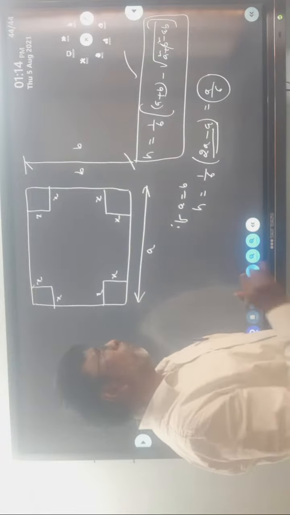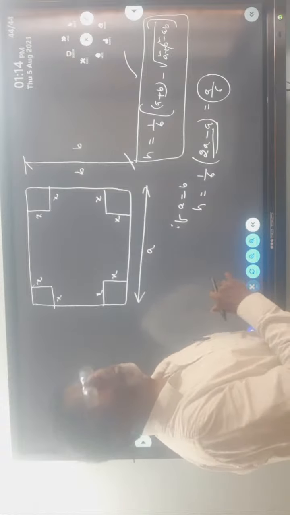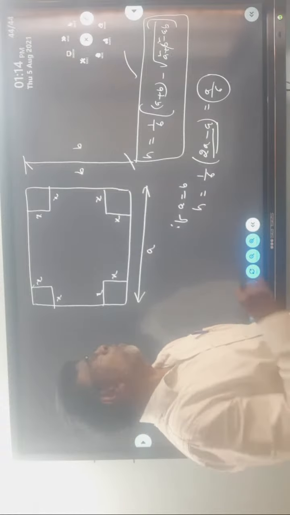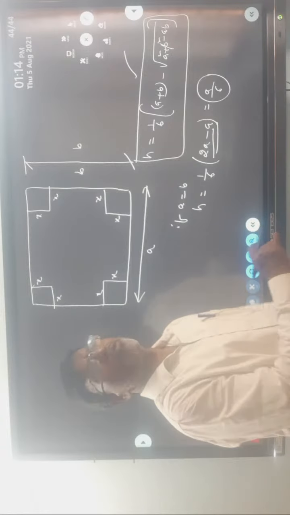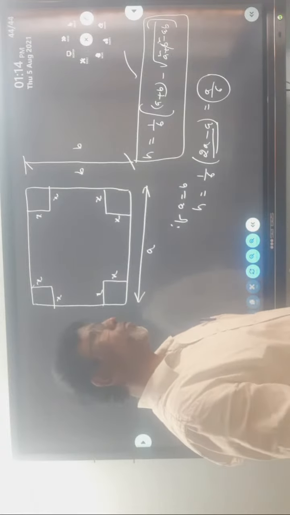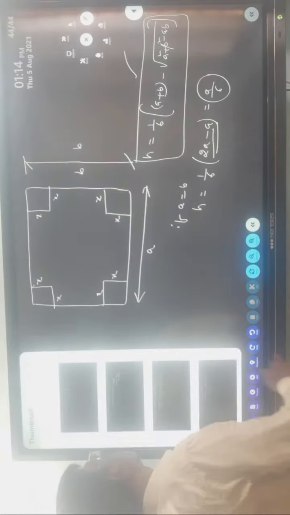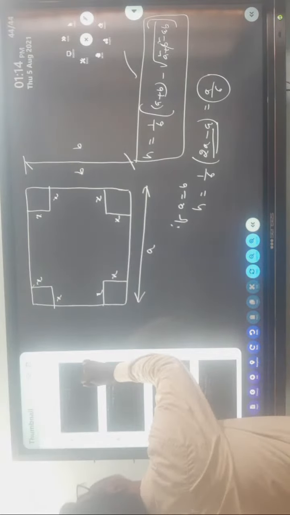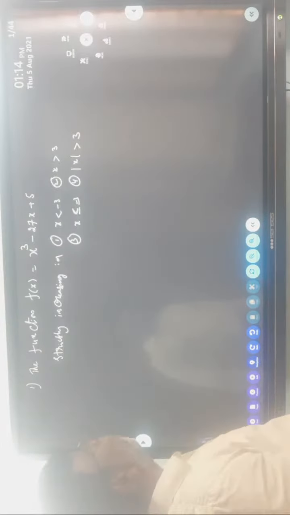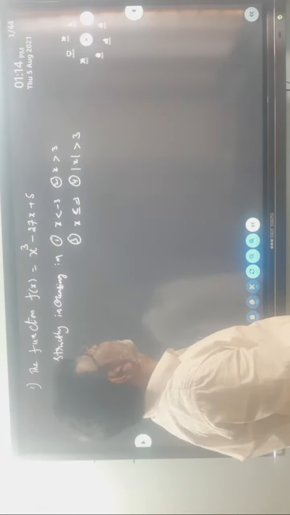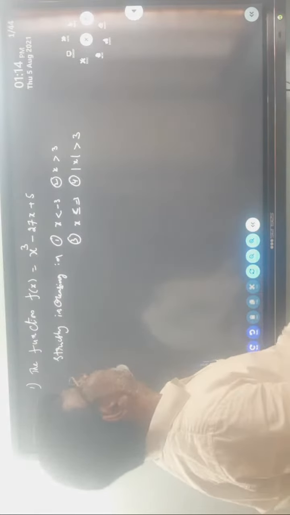Now let me explain some problems on this, previously asked questions and some twisting questions. We have to solve this for maxima and minima. Now let me explain problems one by one. So the first problem is like this: the function f of x given as x cube minus 27x plus 5 is strictly increasing in.